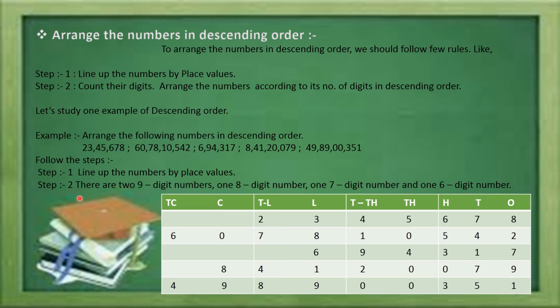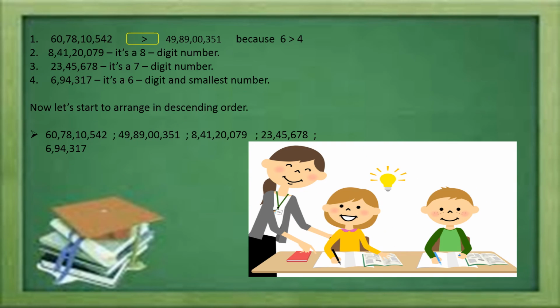In step 2, we can see over here what we have. We have two 9-digit numbers, one 8-digit number, one 7-digit number, and one 6-digit number, right? So first of all, we will compare our two 9-digit numbers, that is 60 crore 78 lakh 10,542 and 49 crore 89 lakh 351.